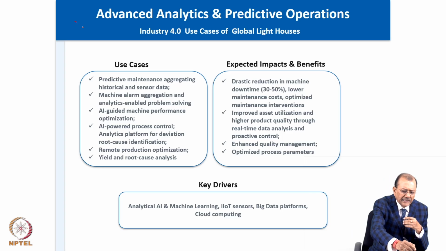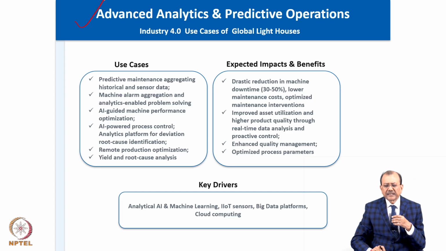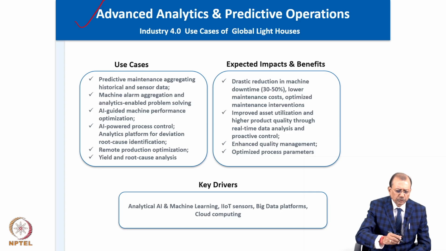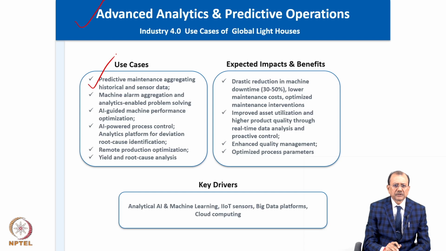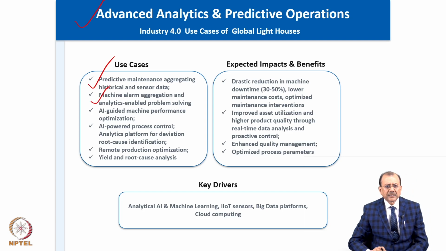One of the categories is advanced analytics and predictive operation, and this is one of the categories which has also been notified by the World Economic Forum in 1 or 2 cases, in one of the white papers of global lighthouses. So the use case like predictive maintenance is a very common use case which most of the companies are using. Machine alarm. What is machine alarm?